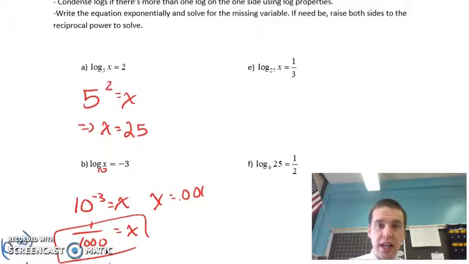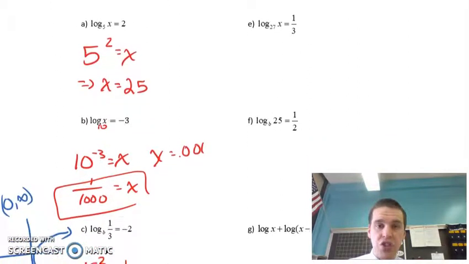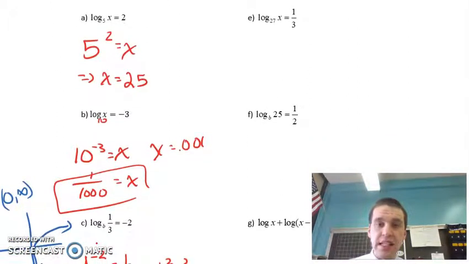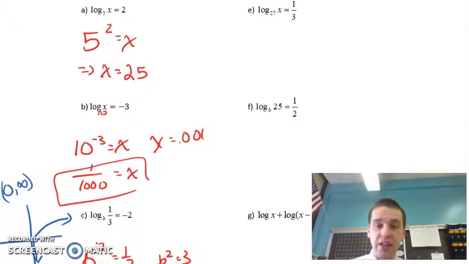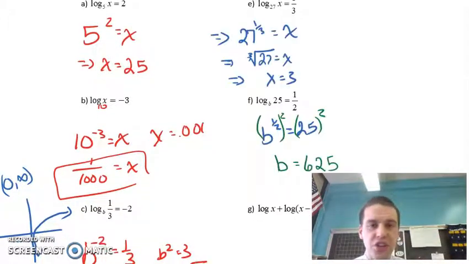So let's look at E, F, and G. I would like you guys to try E and F together or on your own, and then we'll come back and we'll finish G. So pause it please and try E and F on your own. So please check your answers. You should have gotten 6, 25 for F, and 3 for E.